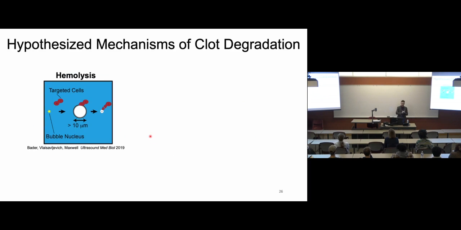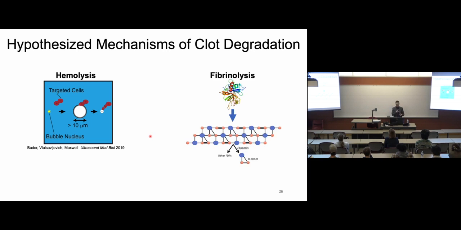So we think that there are two mechanisms that are occurring simultaneously. The first is hemolysis. This is the breakdown of red blood cells within the clot by histotripsy bubble activity. This is basically histotripsy being histotripsy, breaking down the cellular components of the target tissue. The second mechanism is the action of the drug on the clot. The drug acts to break down the fibrin mesh.